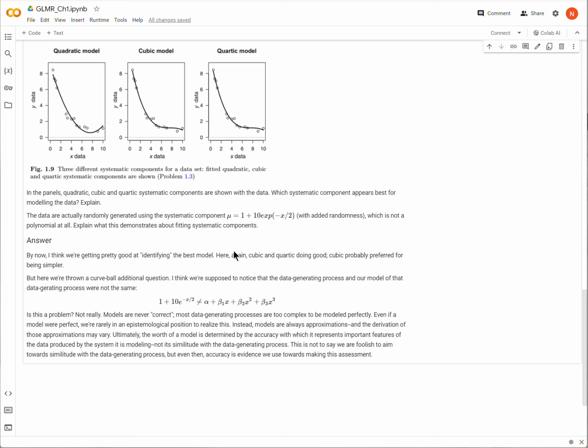Ultimately, a model's worth is determined by its accuracy in representing not the data generating process, but the data of the data generating process. Okay. Now, that's not to say that there aren't occasions where we are actually trying to generate models that do somehow correspond to what would be a mathematical representation of the data generating process itself.